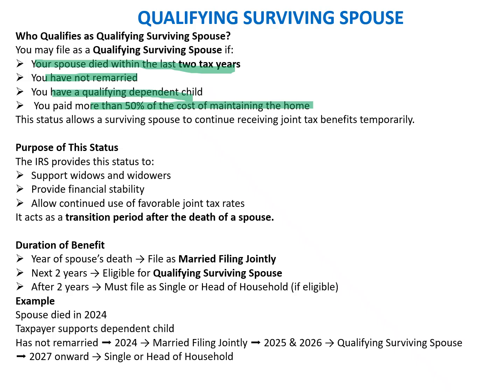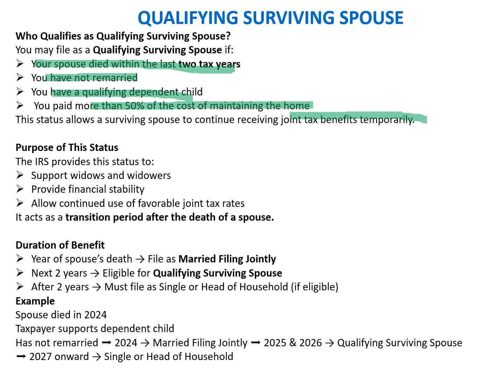So this status allows the surviving spouse to continue receiving the joint tax benefit temporarily. This is a transition period wherein he or she can still claim the benefit of joint filing for 2 years. And once those 2 years are done, then he has to choose a status in which he has to file. If he is married after 2 years, then he can file as married filing jointly, or if he wants to choose HOH, he can still continue to file as an HOH.